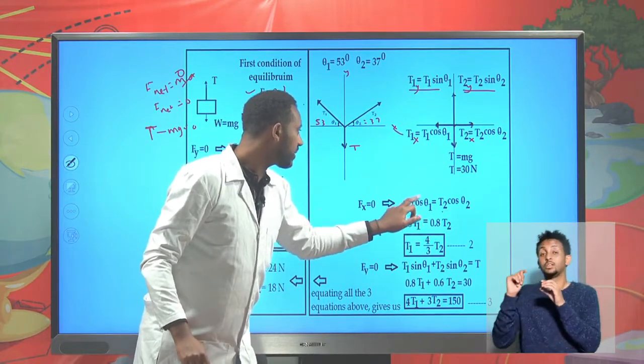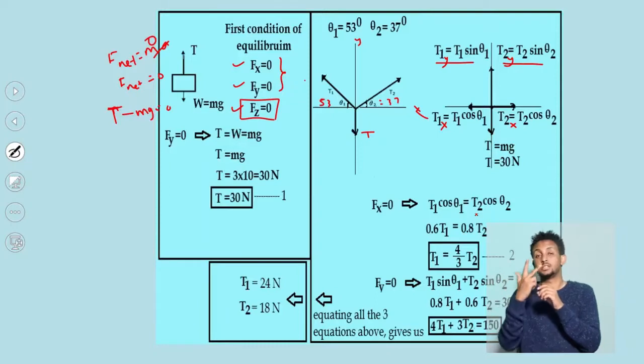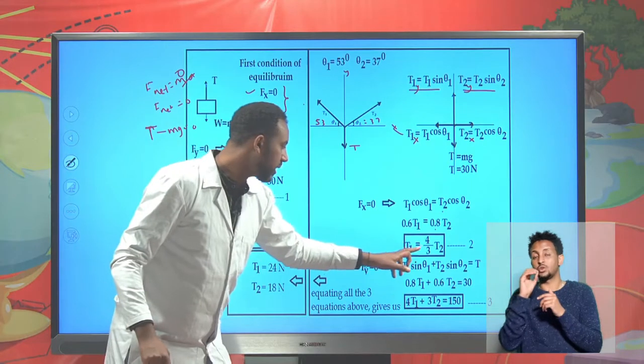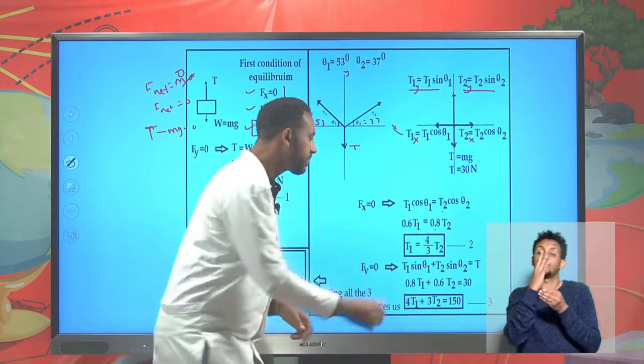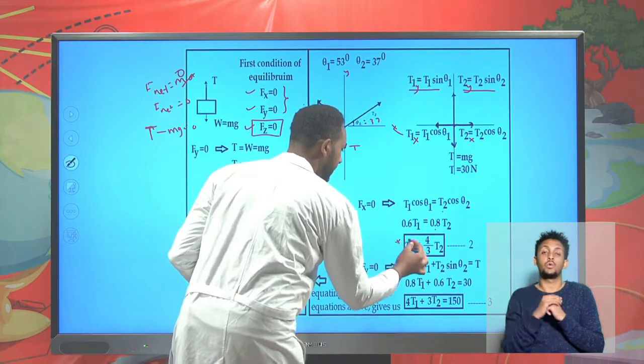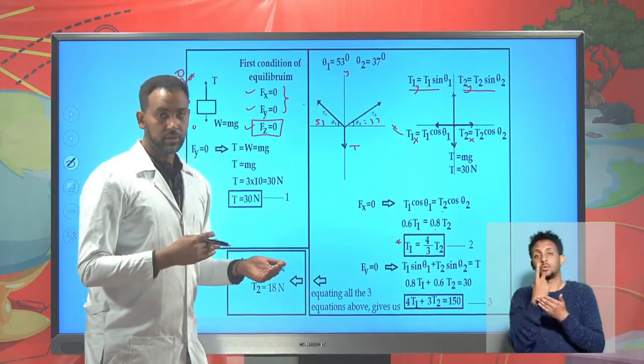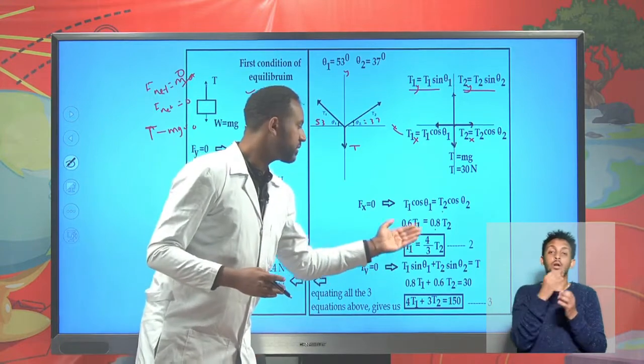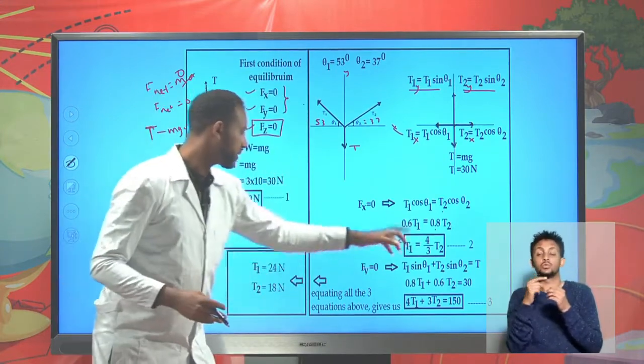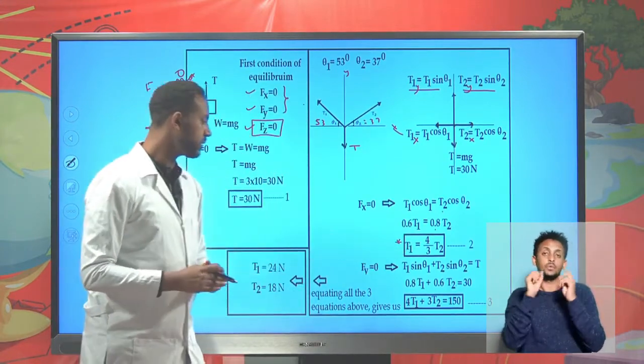T1 cosine of theta 1, where theta 1 is 53 degrees. Cos 53 is given to be 0.6. Cos 37 is given to be 0.8. So T1 can be given as 4 over 3 T2. We can rearrange and find an expression between tension 1 and tension 2. T1 can be expressed in terms of tension T2 as 4 over 3. We'll put it here later.